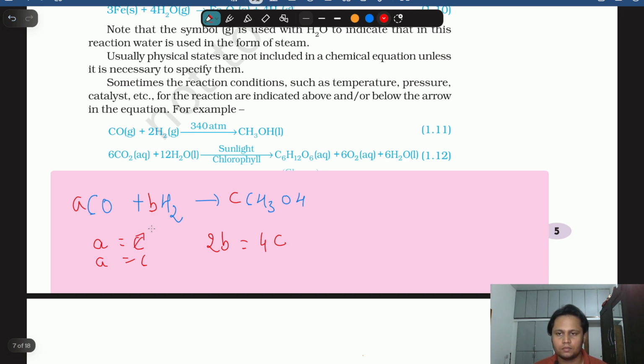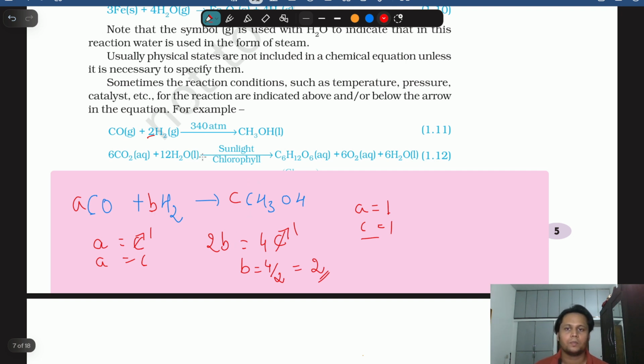Now the second step is we'll make any one of the coefficients as 1. I'll make C as 1. If C is equal to 1, A is equal to 1. So here C we made as 1. So what is B? B is equal to 4 divided by 2, that is nothing but 2. So A is 1, B is 2, and C is 1. So we'll get the proper answer.